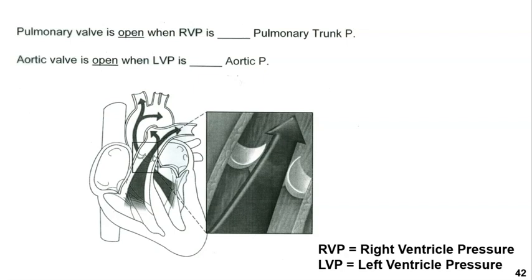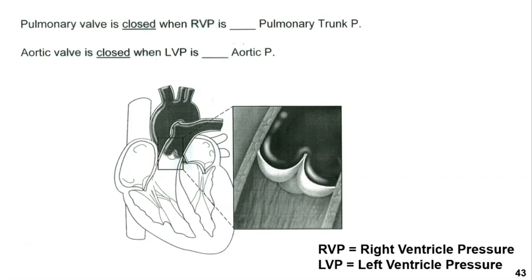So in summary, the pulmonary semilunar valve is open when the right ventricle pressure is greater than the pressure in the pulmonary trunk. And the aortic semilunar valve is going to be open when the left ventricle pressure is greater than the pressure that's in the aorta. On the other hand, the semilunar valves will close when the pressure in the ventricles falls below the pressure seen in those arteries. So the pulmonary semilunar valve will close when the right ventricle pressure is less than the pulmonary trunk pressure. And the aortic semilunar valve will close when the left ventricle pressure is less than the pressure that is seen in the aorta.